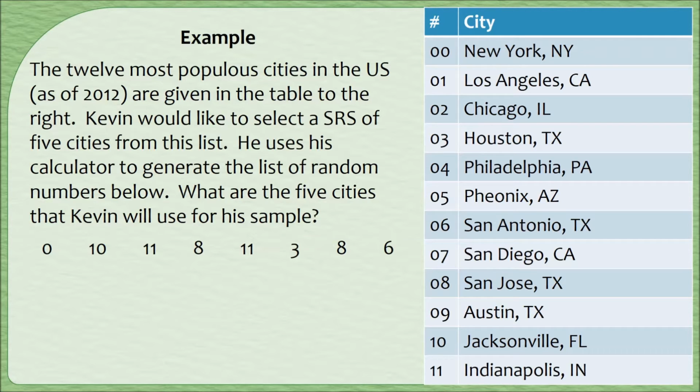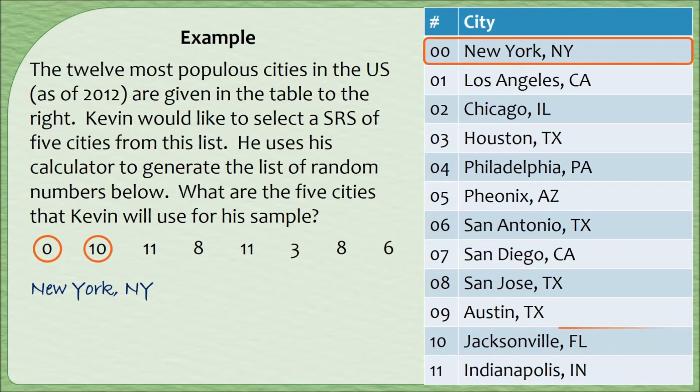To find our simple random sample, we take the first random number that we find, either on our calculator, in our table, or in our list here. Since our first random number is 0, we go to the city with the corresponding number, in this case New York, New York, and that's going to be the first city on our list of 5 random cities. To get our second city, we go to the second random number our calculator gave us, or in this case Kevin found, which was 10, and we take city number 10, Jacksonville, Florida.